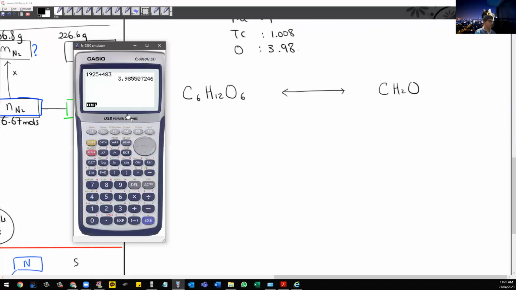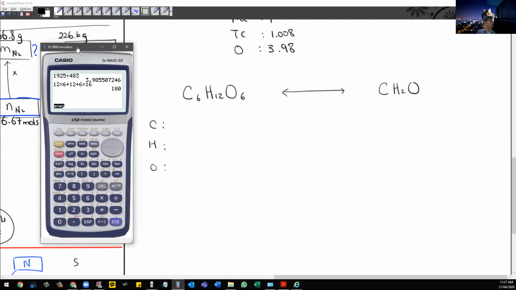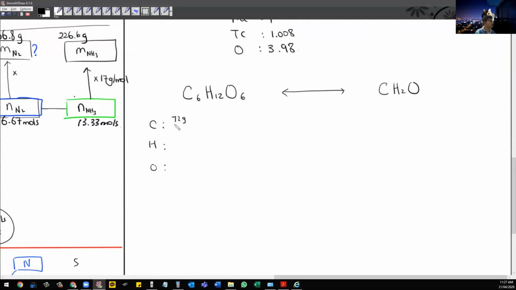So that's 12 times 6 plus 12 plus 6 times 16. So the mass of that is 180. And the percentage composition of carbon is 12 times 6, so 72 divided by 180. So that's 40%. 72 grams divided by 180 total.